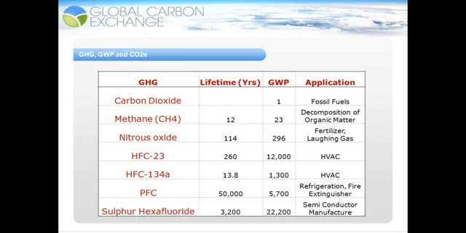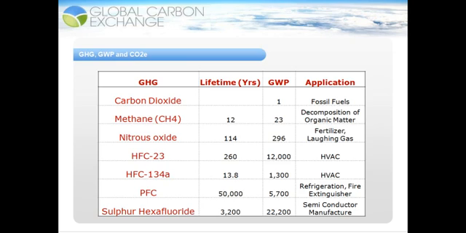Nitrous oxide is a result of the application of fertilizer in agriculture, chemical fertilizers, what I'm talking about, where nitrates actually result, and nitrous oxide gets emitted as a result of that. And even the laughing gas that we use at our dentist is actually nitrous oxide.